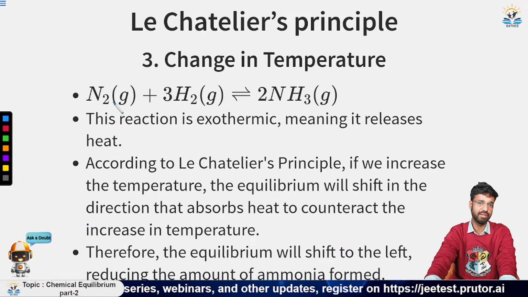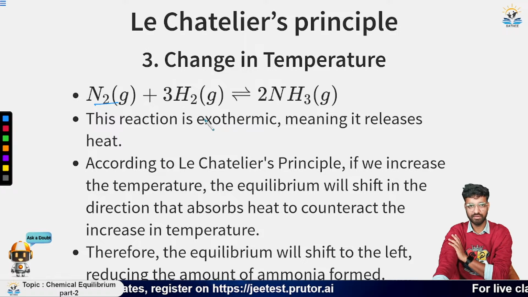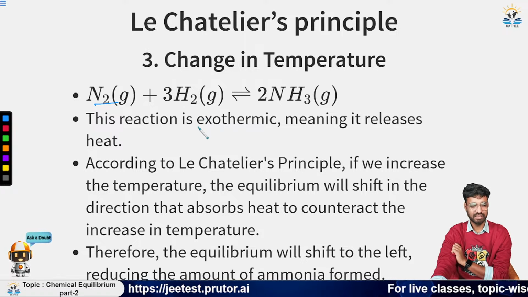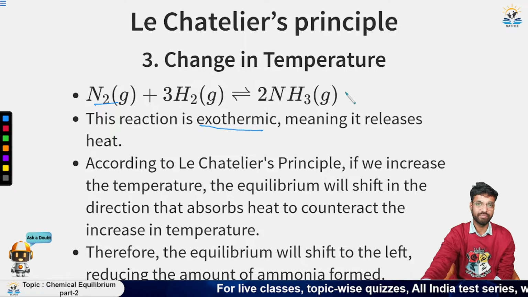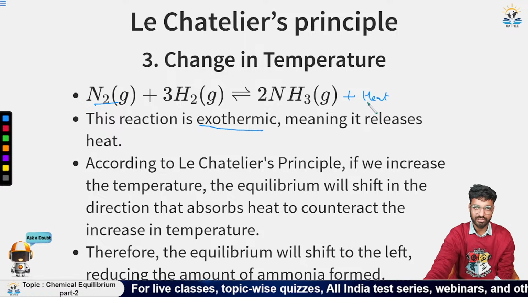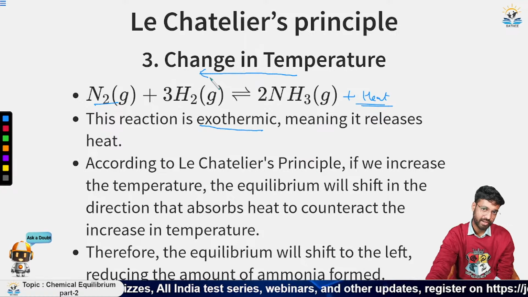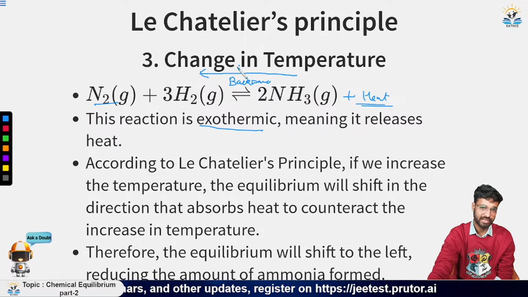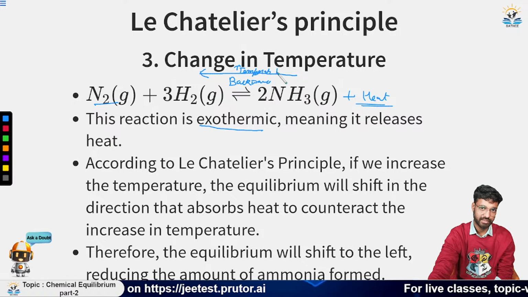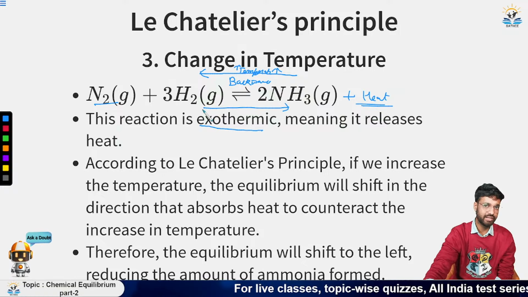Let us take an example here. This is the Haber process, the production of ammonia. This reaction is exothermic. According to Le Chatelier's principle, some amount of heat is produced during this reaction. So if we increase the temperature, the reaction will proceed in the backward direction. Temperature increase takes it in the backward direction, and the forward direction if we decrease the temperature. Why?